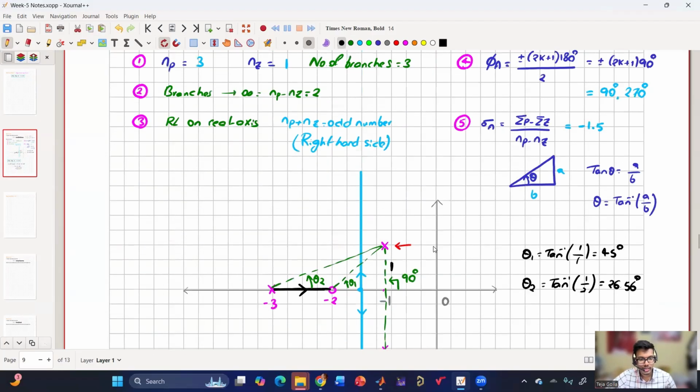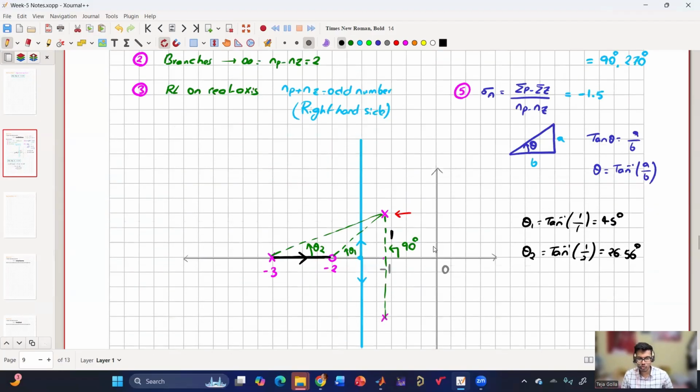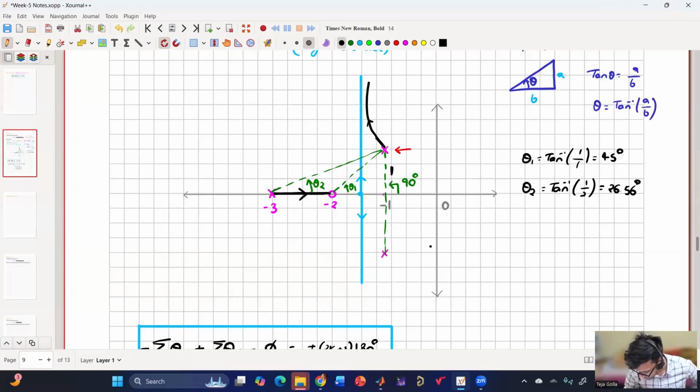So the angle is 108.4 degrees. If you calculate 108.4 degrees, it is slightly more than 90 degrees, right? So if you do it, we will get something like this, 108 degrees. So it is moving in this direction at this angle. Similarly, it will be just the mirror image, so it is in this direction and it will move like this.